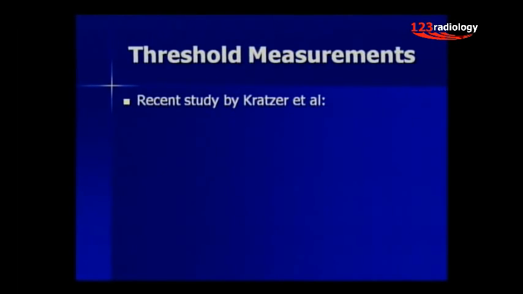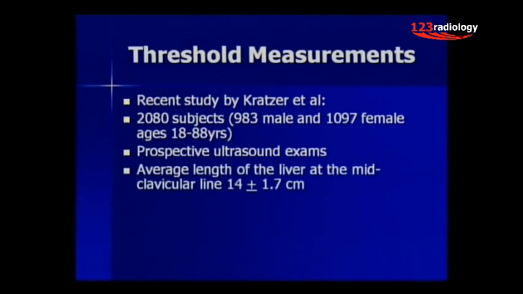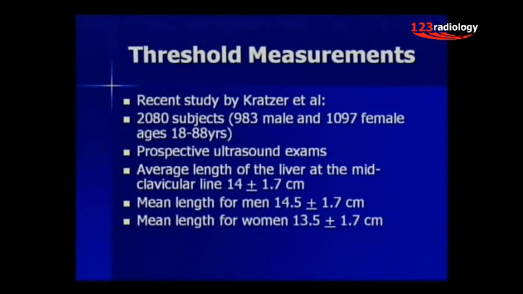So a study by Kratzer et al. performed in 2003. It looked at 2,080 subjects, pretty much equal male, female, with quite a wide range of age. And they looked at prospective ultrasound exams. And they found that the average length of the liver at the midclavicular line was 14 plus or minus 1.7 centimeters. The mean length for men being slightly larger, 14.5 plus or minus 1.7 centimeters. And the mean length for women, 13.5 plus or minus 1.7 centimeters.